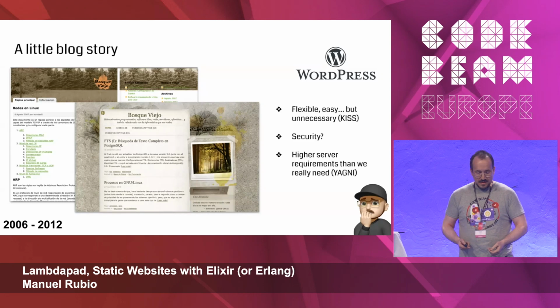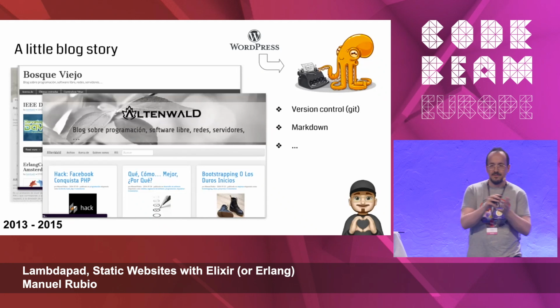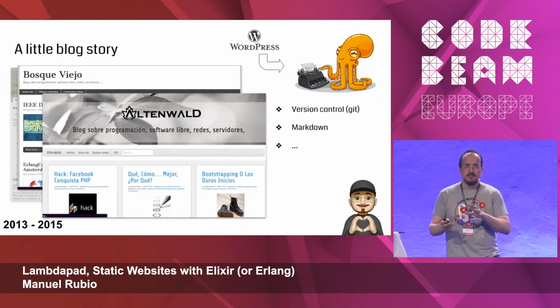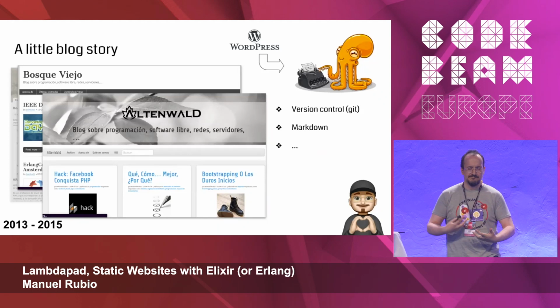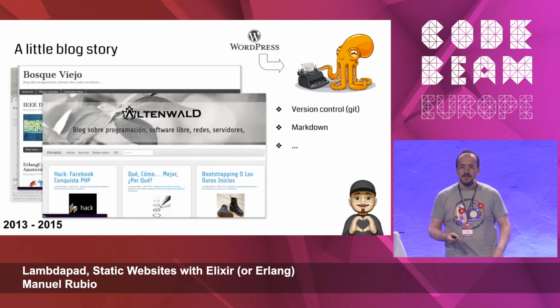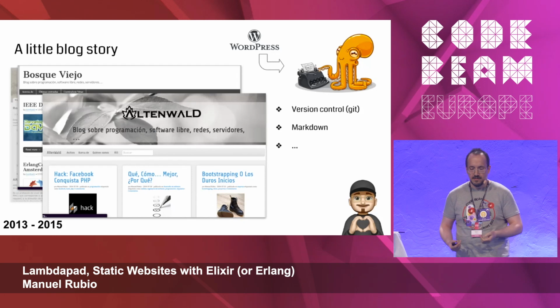And in 2013, I discovered that I could migrate everything to Octopress. Well, I tried Jekyll previously, but Jekyll is a bit difficult to handle if you come from WordPress. And Octopress is something like Jekyll, but easier for the people that come from WordPress. So it has exactly the same features, the same plugins. And I was in love again.